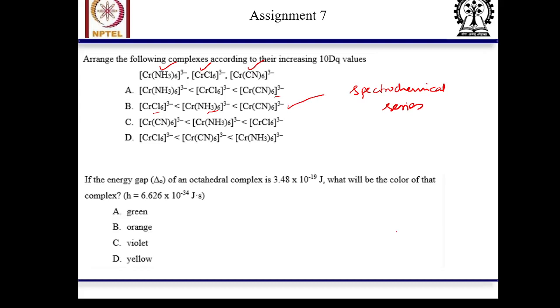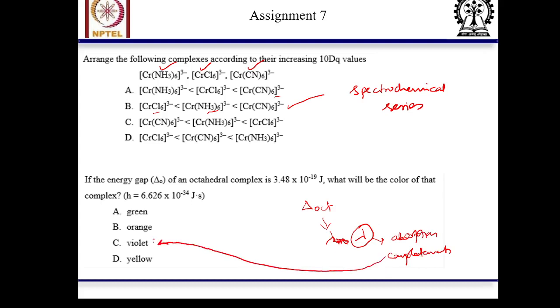If the energy gap of an octahedral complex is 3.48 into 10 to the power minus 2, what will be the color of the complex? So you have the energy gap delta octahedral. From there you can calculate the lambda, and whatever it comes, this is the absorption lambda, and the complementary will be your color, and that is the violet color. The correct option is C.